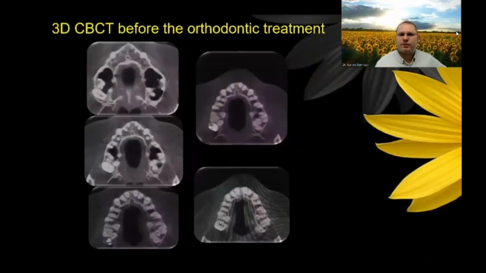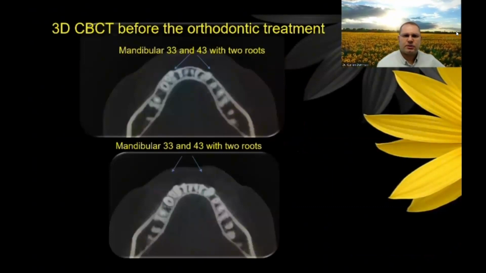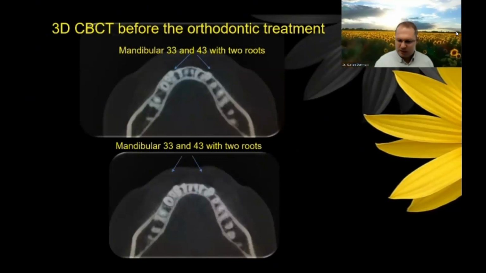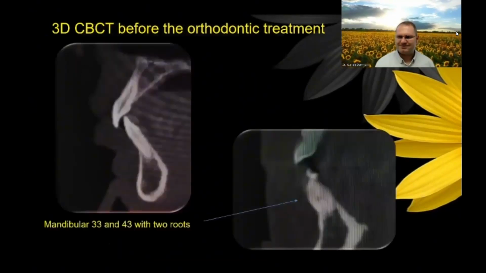The 3D CBCT before the orthodontic treatment, showing all the roots outside the bony envelope. And we have mandibular 33 and 43 with 2 roots in this case too, to make it even easier for us, so to say. Here you can see them in the cuts of the CBCT.